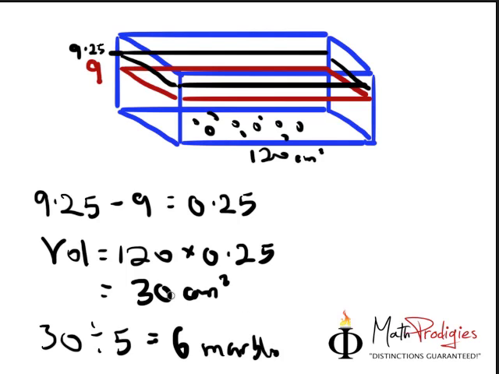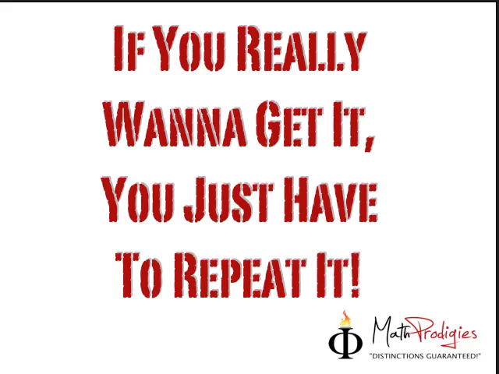If you got that one right, high five to you because you are a math prodigy. Good job. And that brings me to the quote of the week: if you really want to get it, you just have to repeat it. Volume equals base area times height. Height equals volume divided by base area. Volume equals length times breadth times height. Repeat this over and over again and you will get it. By the time the exam comes, it's just repetition.